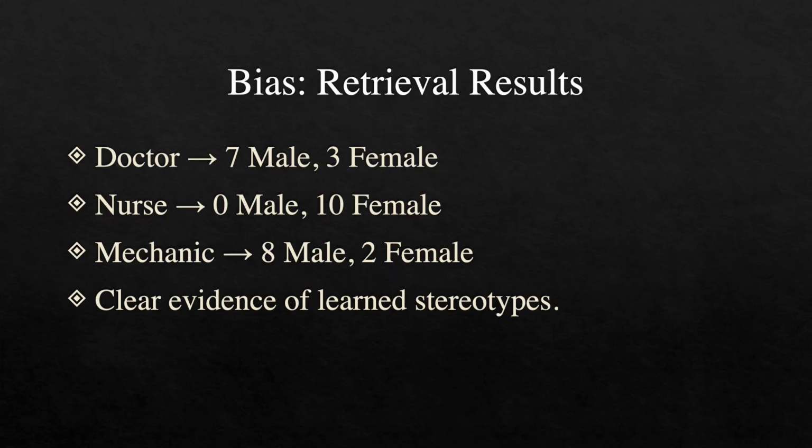From these three examples, we can understand that CLIP has learned gender bias for occupational search. Like for doctor and mechanic, the model is biased towards the male gender, and for an occupation like nurse, it is very highly biased towards the female gender.